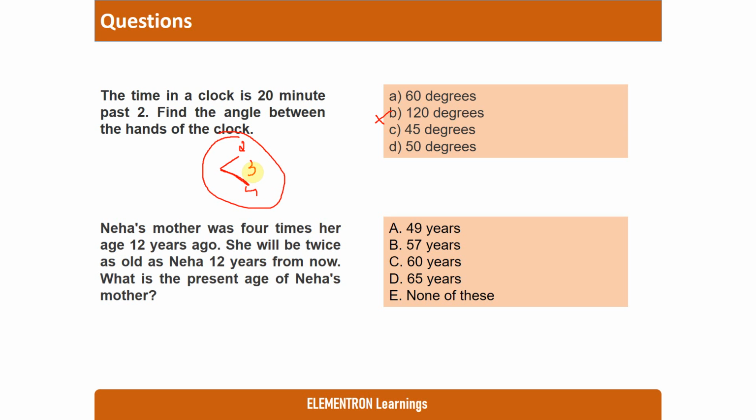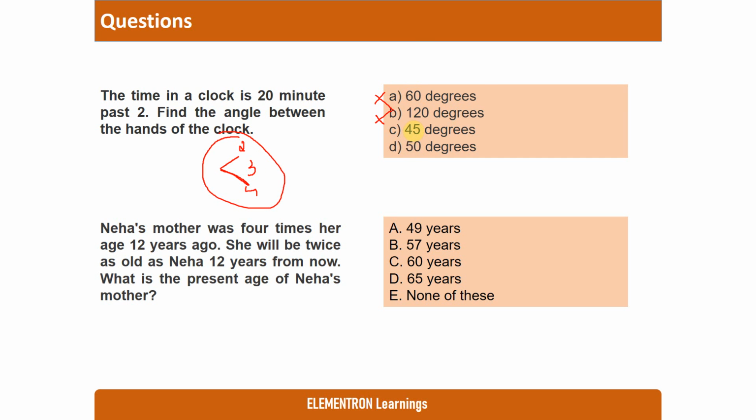So between 3 and 4 there will be a 30-degree gap, and between 2 and 3 there will be a 30-degree gap. Previously between 2 and 4 it would be 60, but the short hand of the clock has moved away from 2 towards 3. So it cannot be 60 degrees.